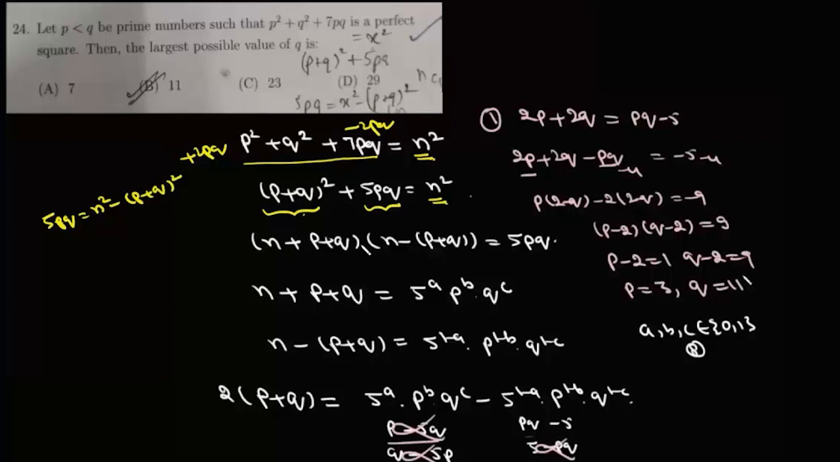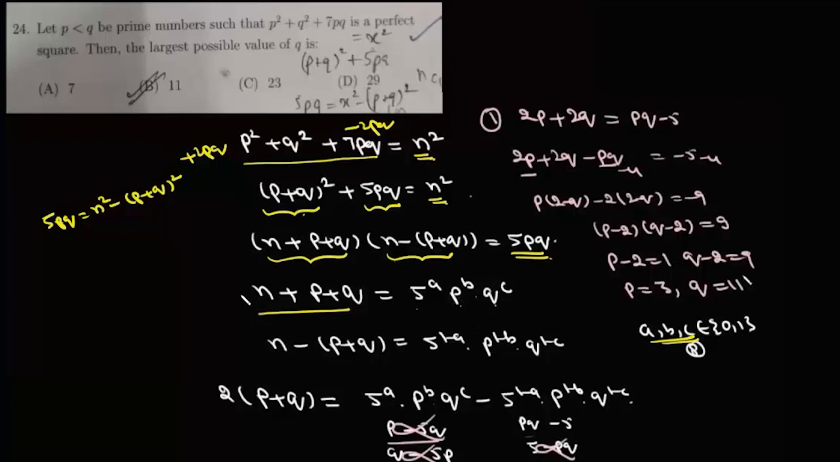Now this is a plus b into a minus b. So this is n plus p plus q and n minus p plus q, and it will be equal to 5pq. So basically, the product of two factors on left hand side should be equal to 5pq. So we'll take n plus p plus q as 5 to the power a, p to the power b, q to the power c, and n minus p plus q as 5 to the power 1 minus a, p to the power 1 minus b, and q to the power 1 minus c, where a, b and c, they can take the value 0 and 1.